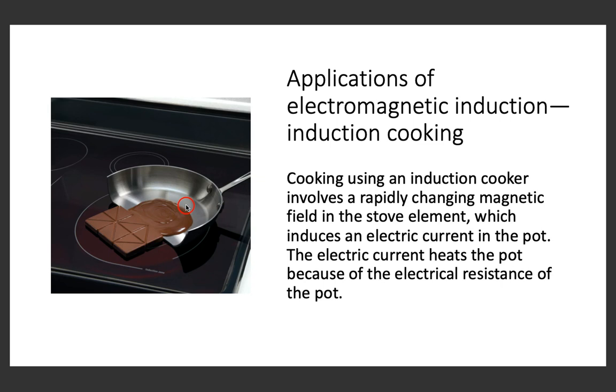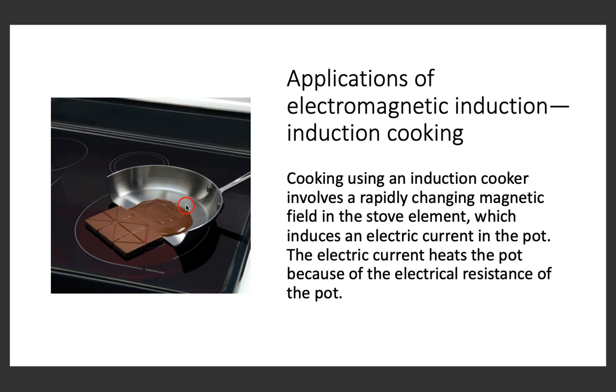And so whenever you have this electric current moving around in the pan, it just ends up heating up naturally because of some resistance in the metal. And so that's actually what causes the pan to get warm whenever you place it on an induction cooker.